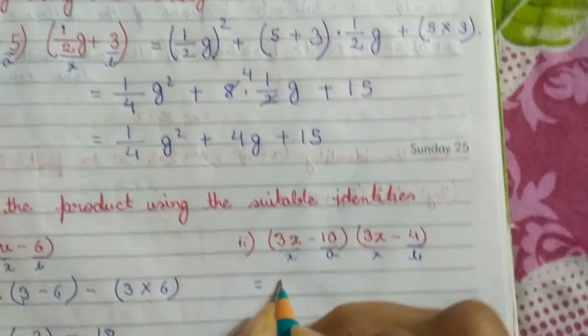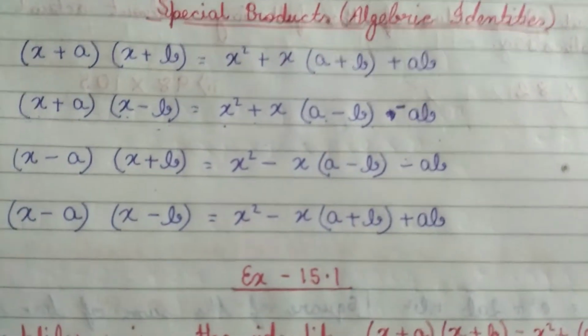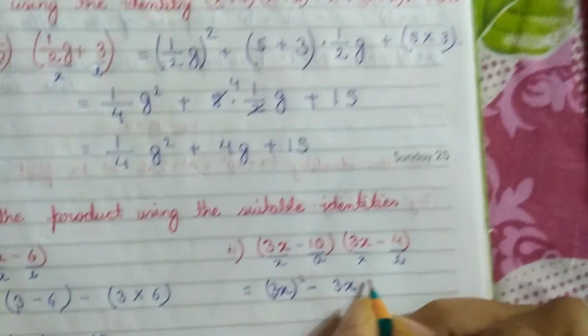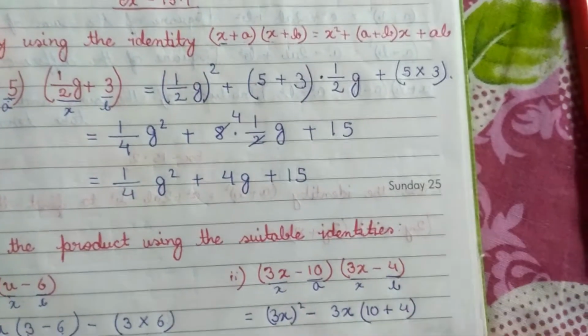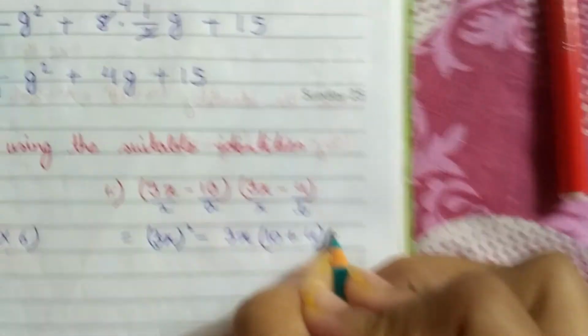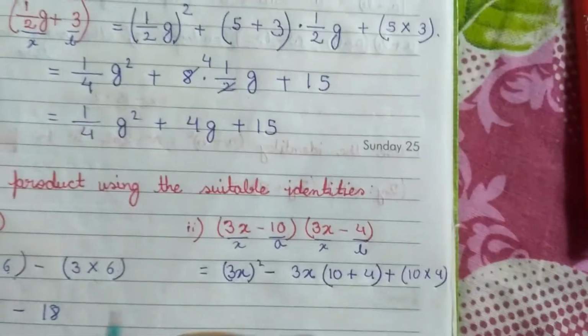plus AB. So x square, that means 3x whole square, minus x (A plus B). So for x we will put 3x, and for A plus B, 10 plus 4 we will write. And the next is plus AB, so plus A and B, that means 10 into 4.